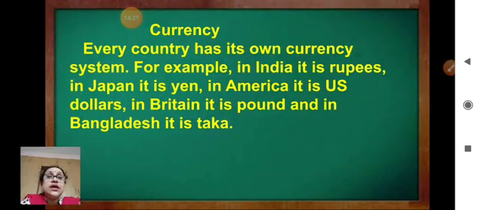Now, currency. Every country has its own currency system. For example, in India, it is rupees. In Japan, it is yen. In America, it is US dollars. In Britain, it is pound. And in Bangladesh, it is taka.